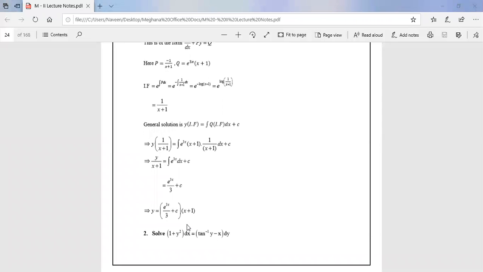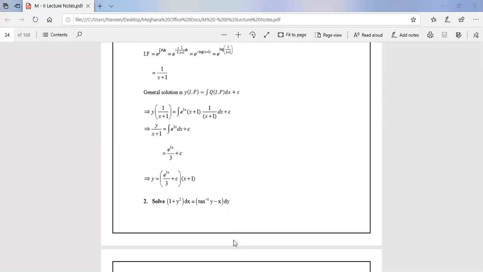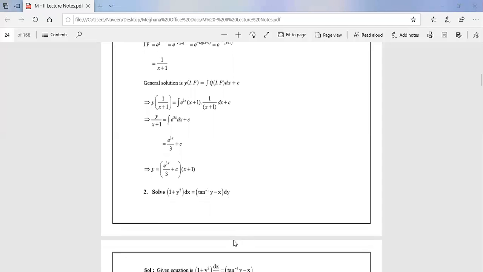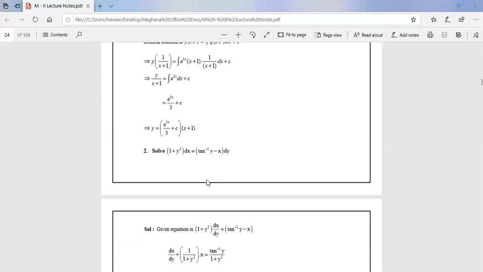Okay, next, go to another problem. Solve (1 plus y square) into dx is equal to (tan inverse y minus x) into dy. This is the differential equation. We do not know whether it is a linear differential equation of first order in y, or a linear differential equation of first order in x. To identify that, what we have to do? Consider the given equation and write it.